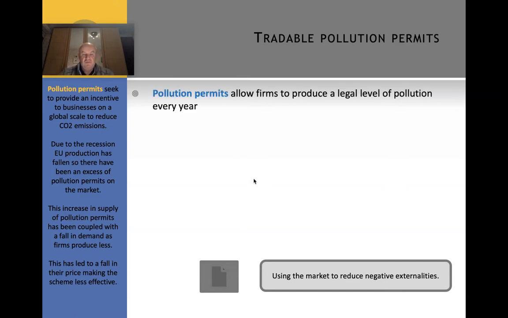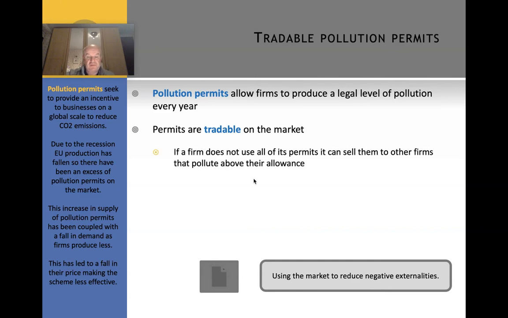Okay, so basically pollution permits allow firms to produce a legal level of pollution each year, and it's an agreed level, and these permits are tradable on the market. Okay, so if a firm doesn't use all of its permits, it can sell them to other firms that pollute above their allowance. They clearly are going to have to pay a significant amount of money for that, and so they are getting punished.